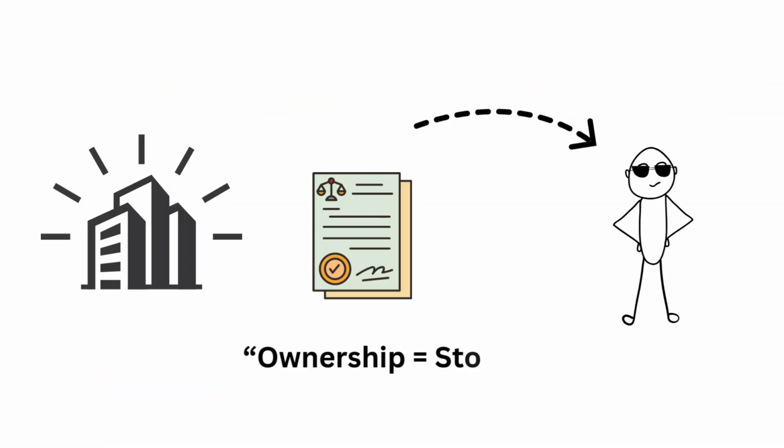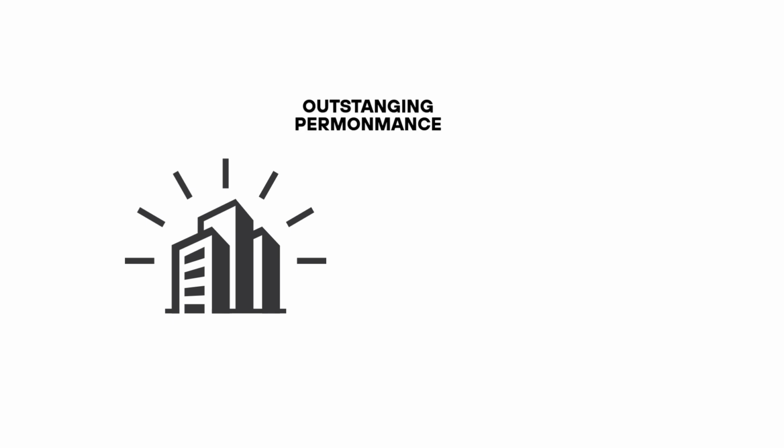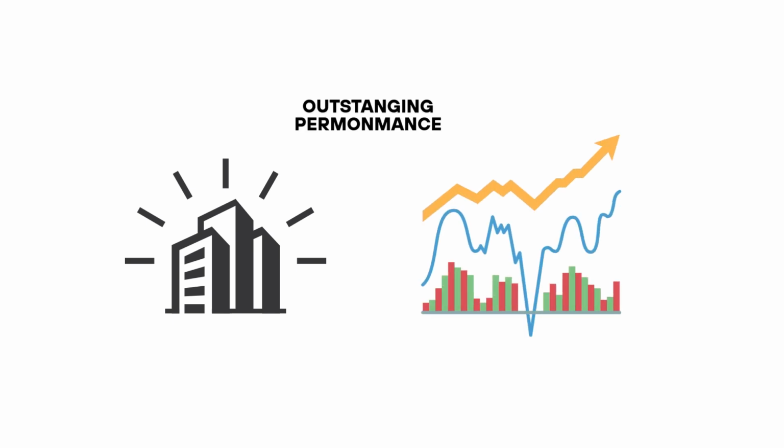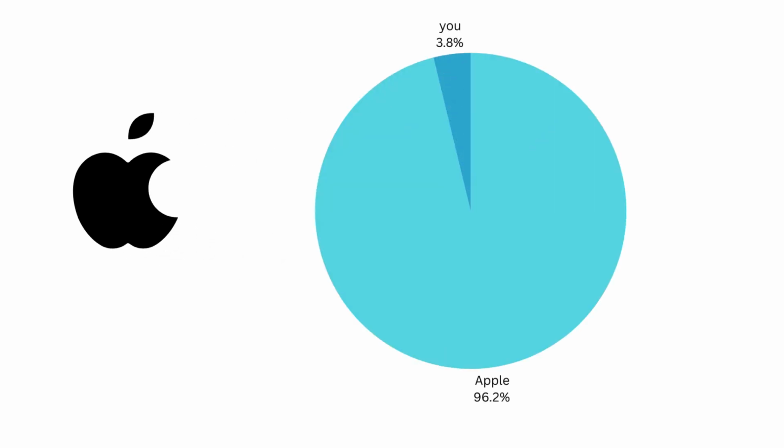Stock. A stock represents ownership in a company. When you buy a stock, you become a part owner or shareholder of that company. If the company does well, the value of your stock may go up and you could receive profits in the form of dividends. Buying Apple stock means you own a piece of Apple.